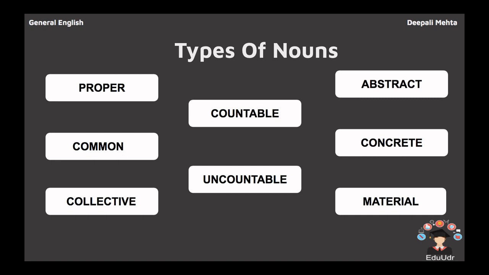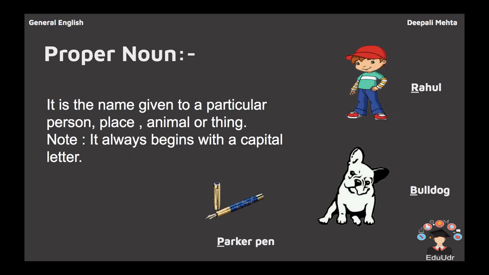What is a proper noun? It is the name given to a particular person, place, animal or thing. It means that whenever I talk about any particular, specific or special person, place, animal or thing, we use a proper noun.